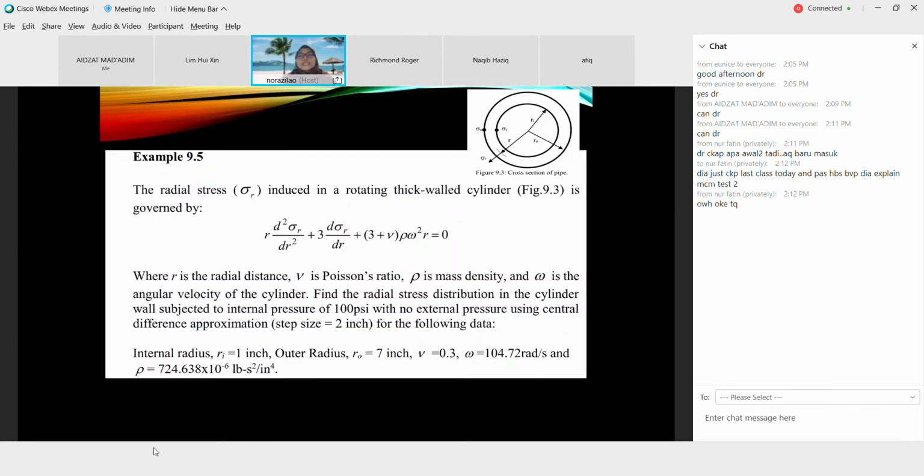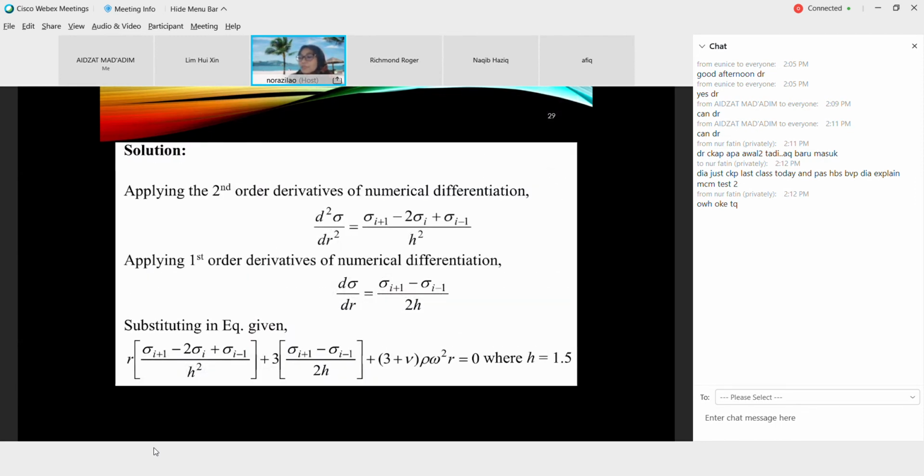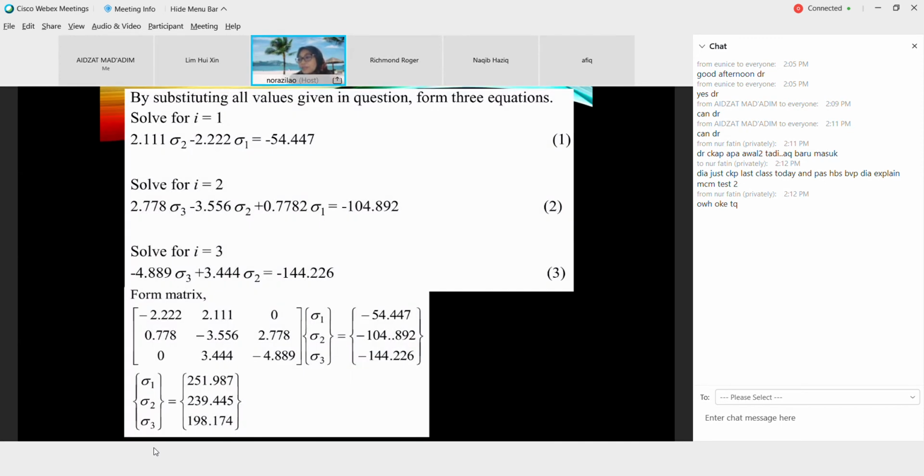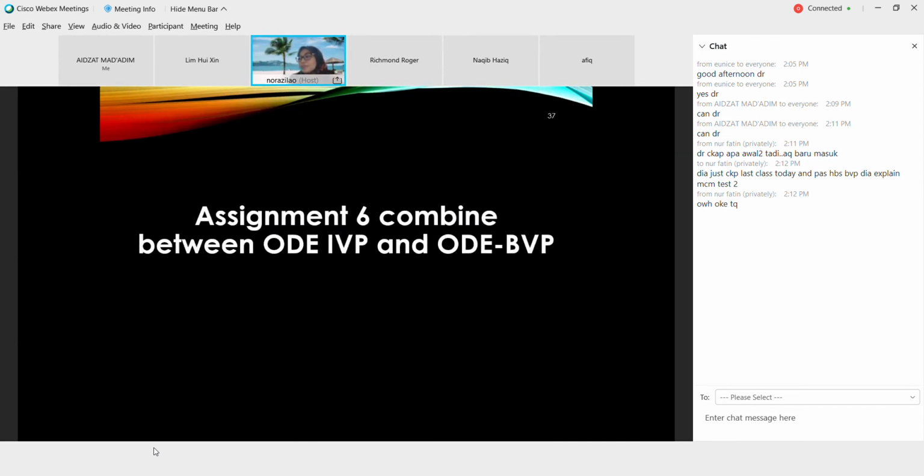Okay, so this is example 9.5. So it's similar to the previous example. Okay, follow the first step and then change with the finite difference formula and then produce your matrix and then solve the equation. Okay, clear? You see, you just substitute. Okay. So that's it. This is only for BVP. Okay, this is only for BVP.